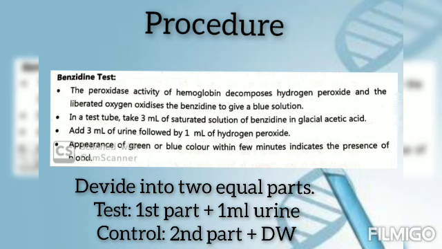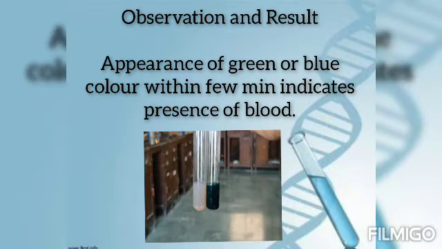It is divided into 2 equal parts. One is the control and another is the blood sample. The appearance of green or blue color within a few minutes indicates the presence of blood.